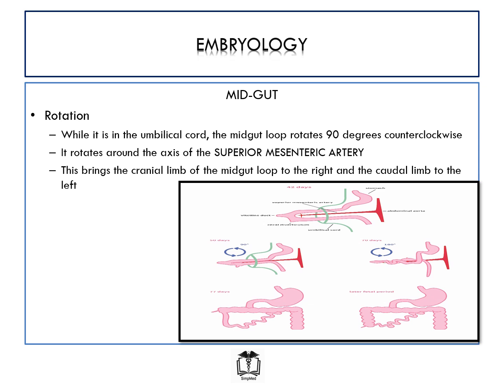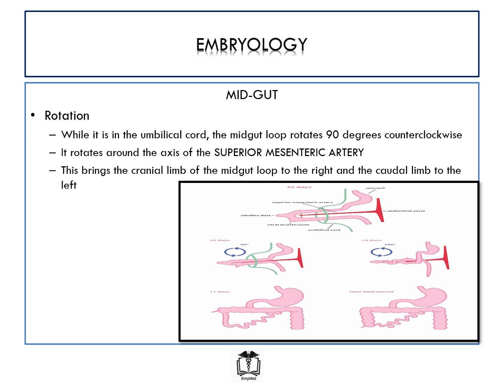So when the midgut herniates into the anterior abdominal wall, the loop begins to rotate. It rotates while it is present within the anterior abdominal wall and also rotates while it is returning. So please do note, rotation occurs twice. The first rotation occurs within the umbilical cord, within the anterior abdominal wall. That rotation is known as the 90 degrees counterclockwise rotation.